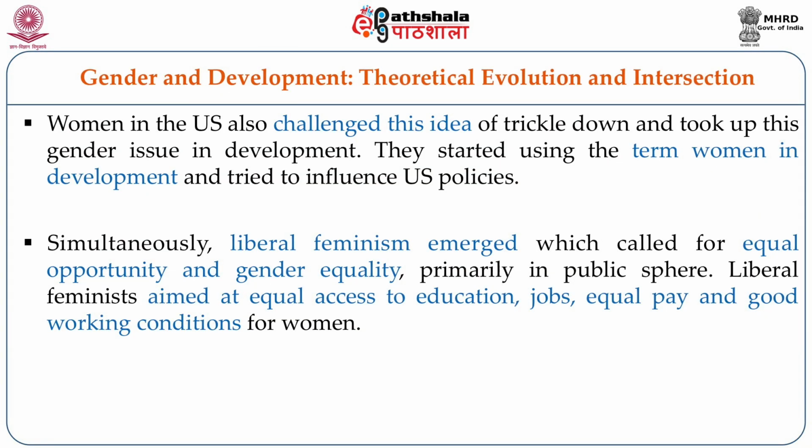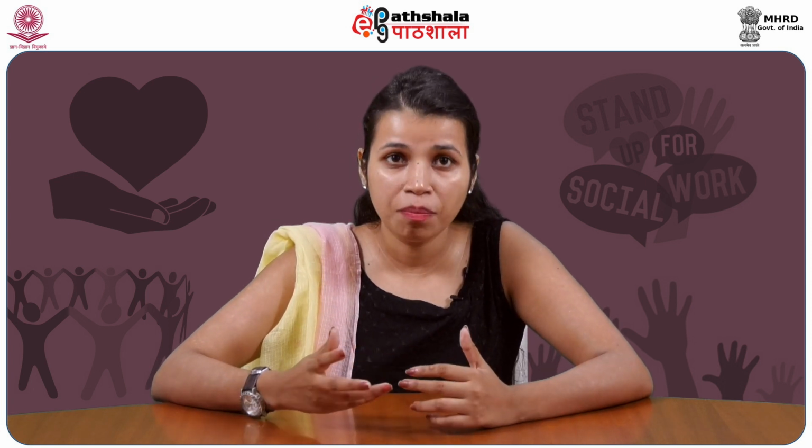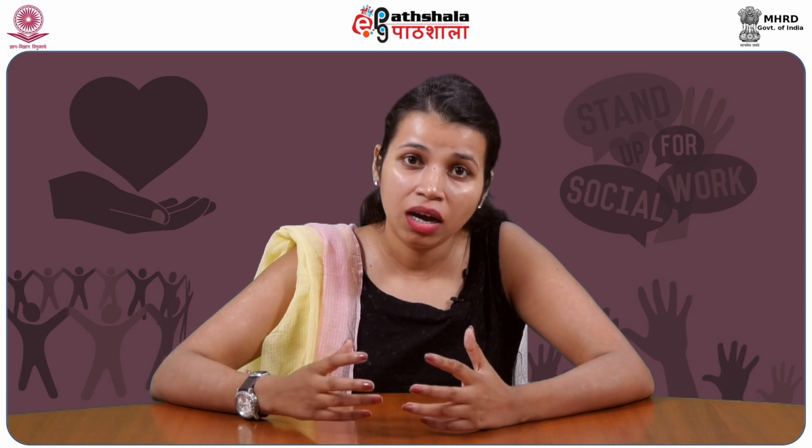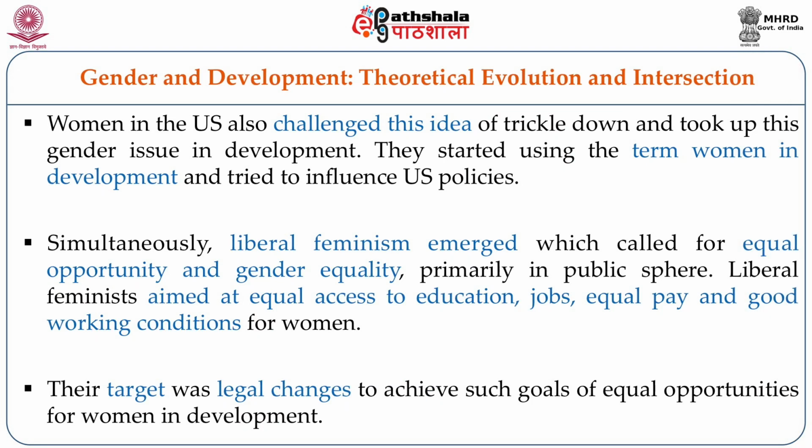Simultaneously, while these women were organizing themselves in the US, and there was this impact of Boserup's book, liberal feminism emerged during this time, and this called for equal opportunity and gender equality, primarily in paid work, primarily in education, and it focused on public sphere lives of women. Liberal feminists aimed at equal access to education, jobs, equal pay, and good working conditions for women. The target was legal changes. The kind of impact they wanted to seek for women in terms of development was to be sought legally. They tried to convince the lawmakers that certain rights have to be given to women.